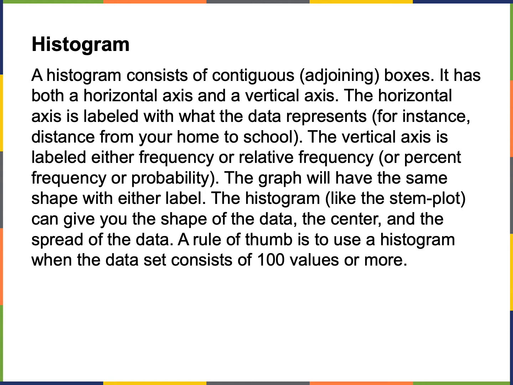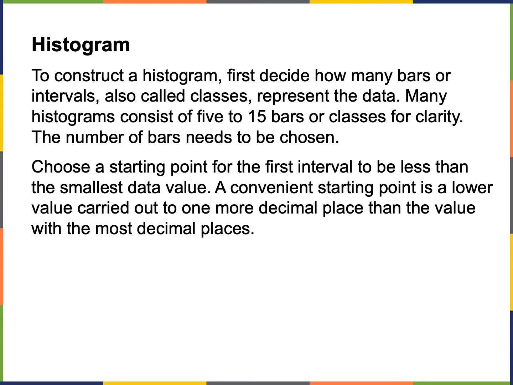What's cool about the histogram is it can give you the shape of the data, the center, and the spread of the data. We often use histograms when we have a data set of 100 or more. So how do we construct a histogram? First of all, we need to decide how many bars or intervals, called classes, represent the data. Many histograms consist of 5 to 15 bars. So we first choose, I'm going to have 5 bars or 10 bars, and then we need to choose a starting point for the first interval that's less than the smallest data value.